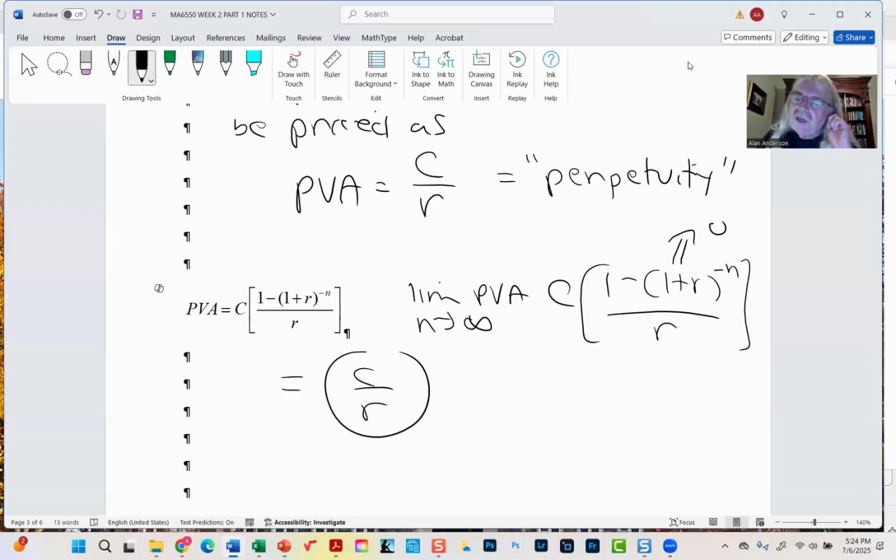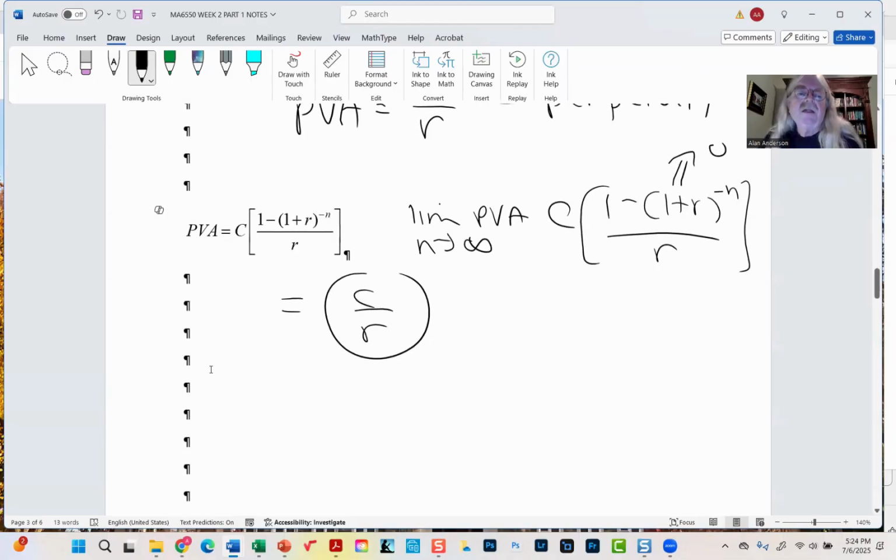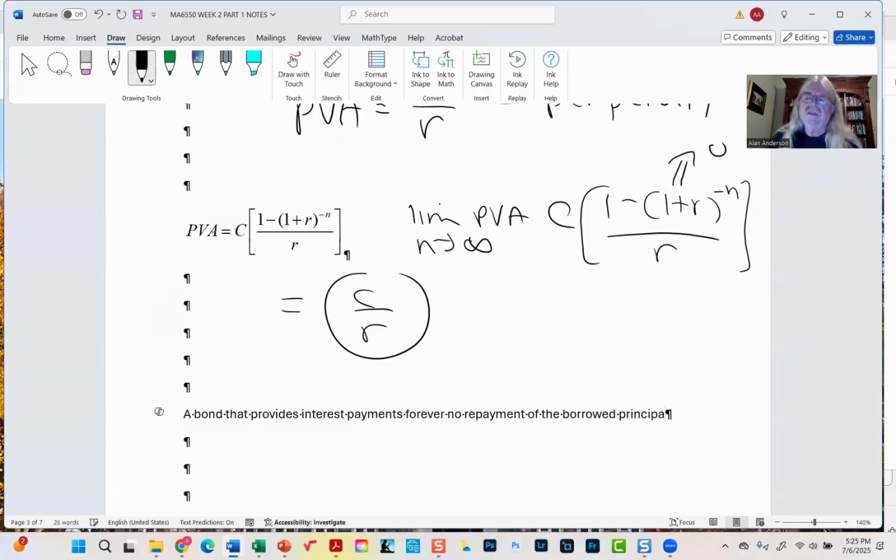Interesting. Now, you might not think this would be terribly useful because, of course, in the real world, when do you ever see a perpetuity? Well, you'd be surprised. There have actually been cases where bonds were issued in the form of a perpetuity. In other words, a bond, and by the way, we haven't started talking about bonds yet, so this might be a little premature, but a bond that provides interest payments forever, but no repayment of the borrowed principal, is a type of perpetuity known as a consol.